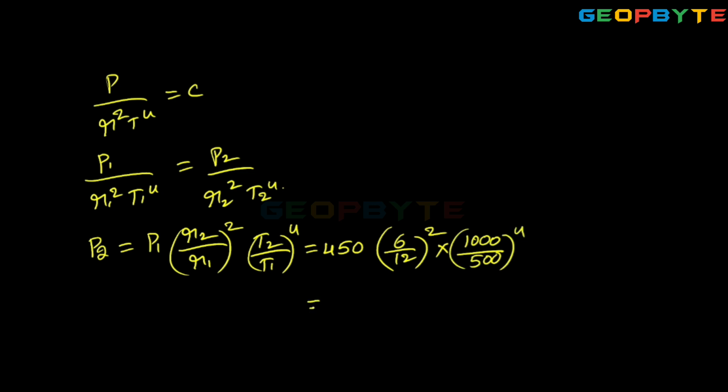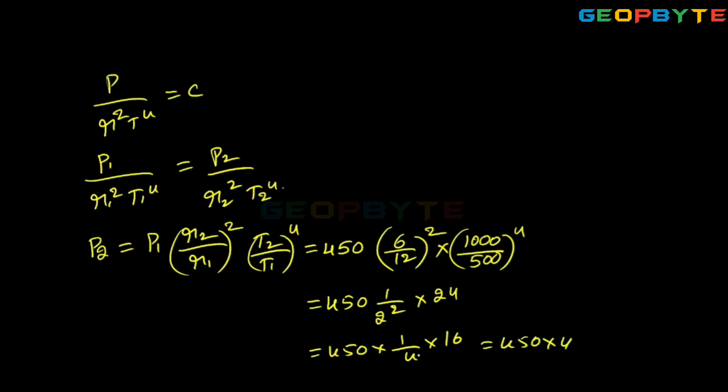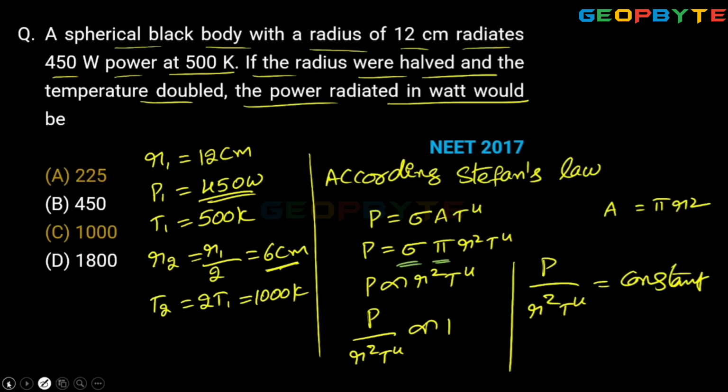power 4 is equal to 450 into 1 by 2 square into 2 power 4. It is 450 into 1 by 4 into 2 power 4, which is 16. Right? 2 power 4 is 16. So 4 times 450 is 1800 watts. That is the answer. P2 equals 1800 watts. Look at option D. Option D is absolutely correct. Understood clearly?